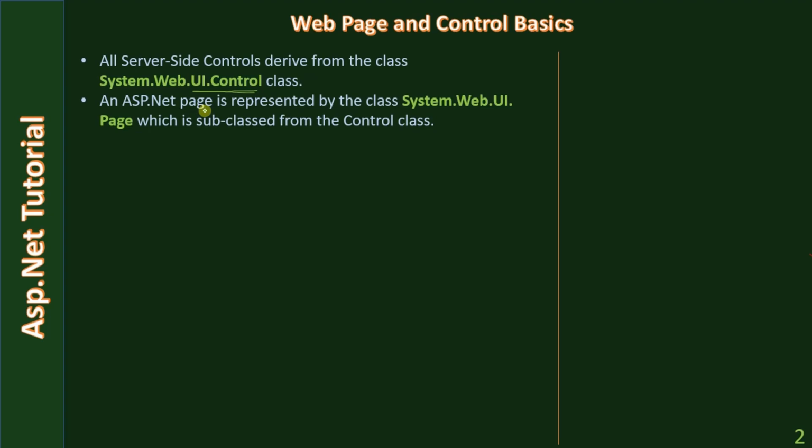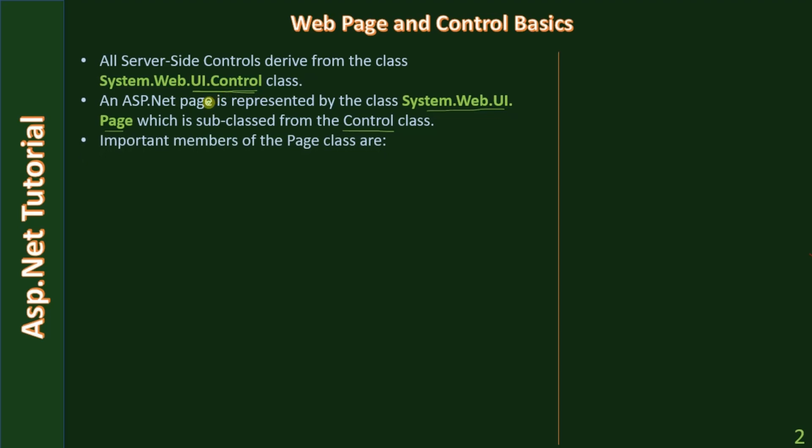An ASP.NET page is represented by the class system.web.ui.page, which is subclassed from the control class. So as you see, all the server-side controls are derived from UI control, right? The web page itself is a control instance. So that means it is derived from system.web.ui.page, that is derived from UI control.